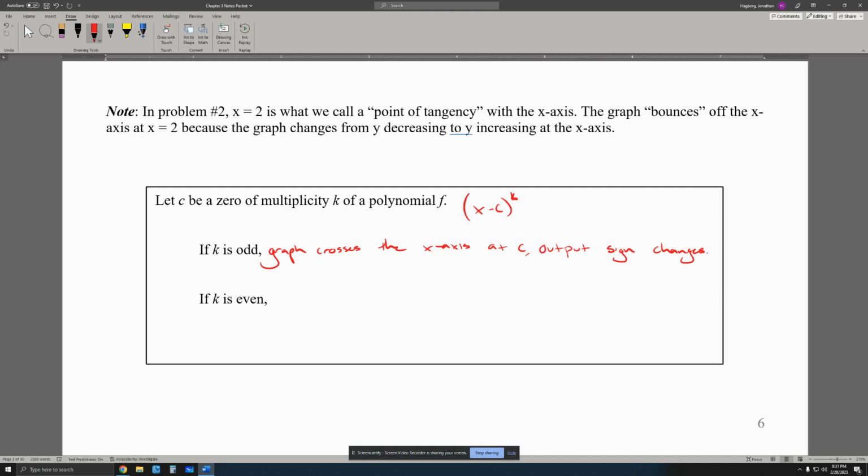If k is even, then we have an even number of occurrences of this factor. Then, this would be similar to example 2, the graph bounces on the x-axis at c. The sign of the output, I should say, stays the same.